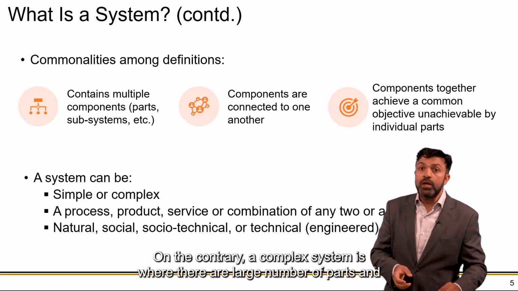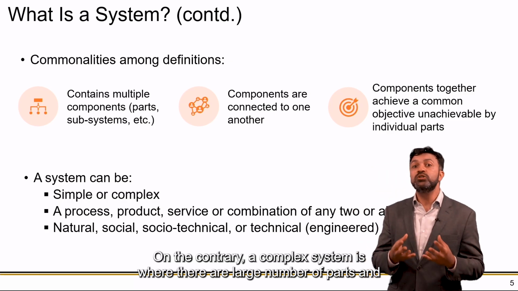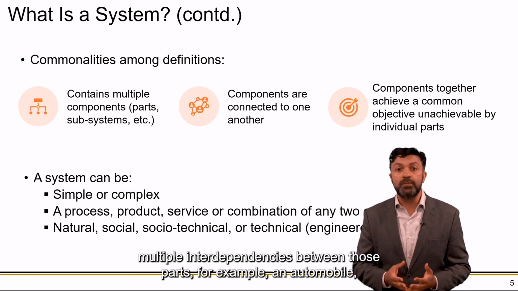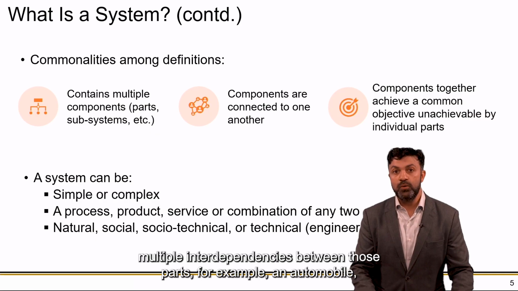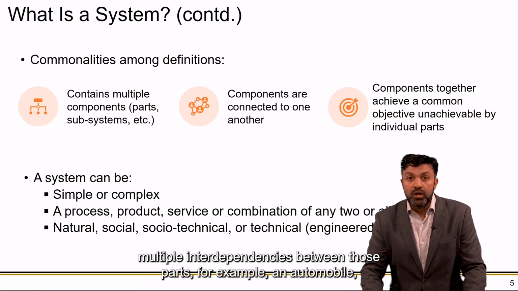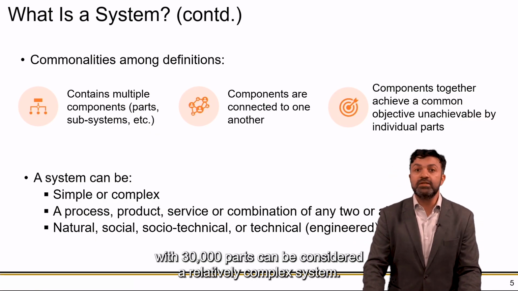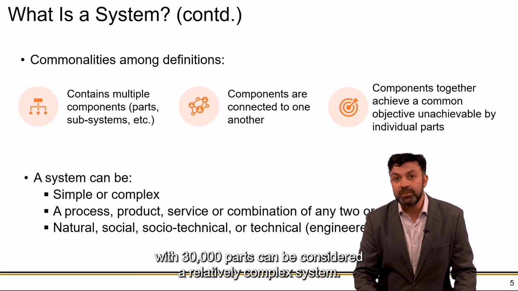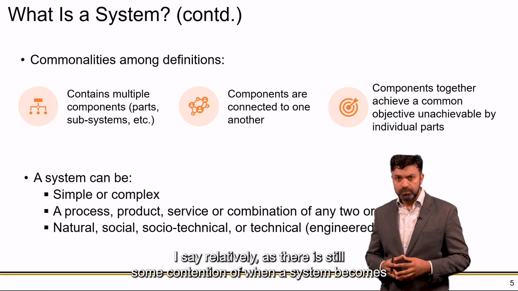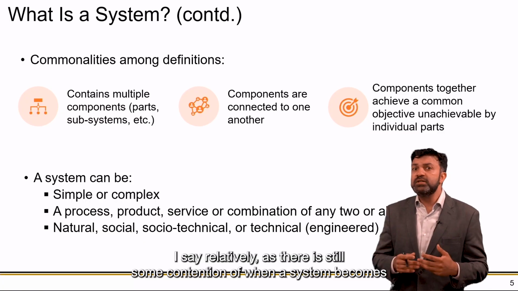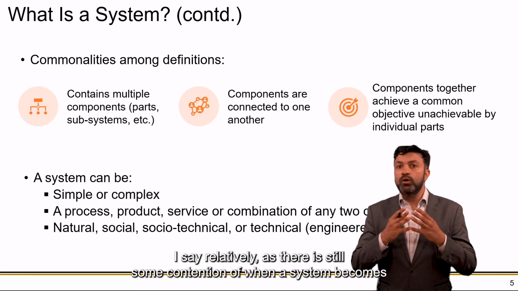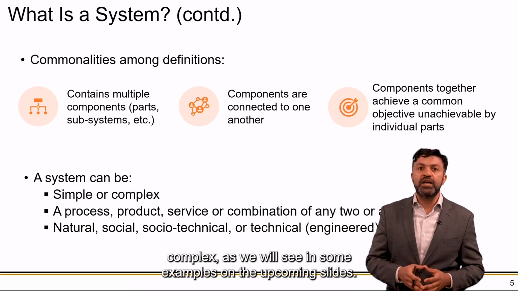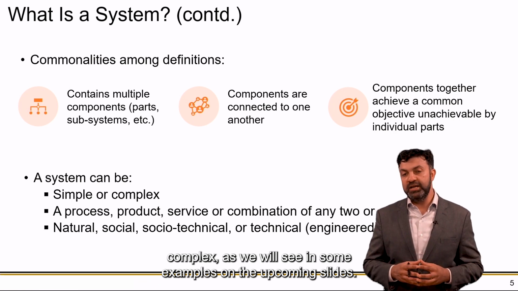On the contrary, a complex system is where there are a large number of parts and multiple interdependencies between those parts. For example, an automobile with 30,000 parts can be considered a relatively complex system as compared to the pencil. I say relatively as there is still some contention on when a system becomes complex, as we will see in the examples on the upcoming slides.